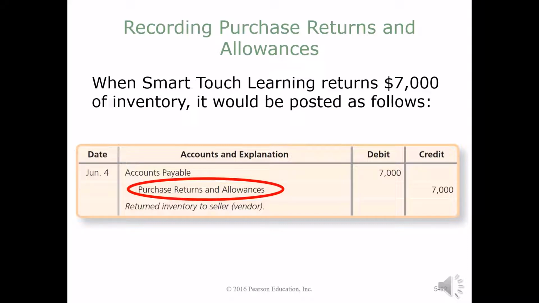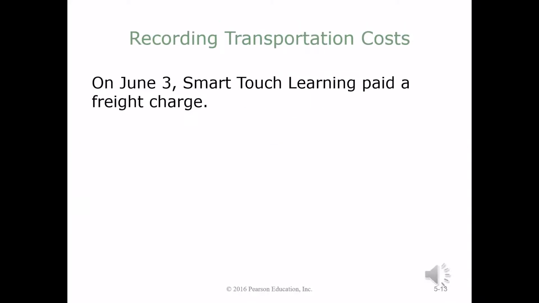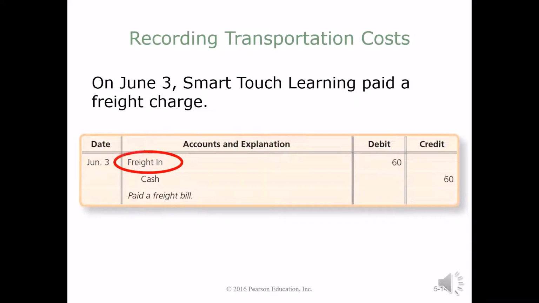Finally, when Smart Touch Learning pays for a freight charge, we need to record that, and before we would have recorded it as an additional charge in merchandise inventory. Now we have a special account for freight in. The journal entry would be freight in for a debit of $60 and cash for a credit of $60.